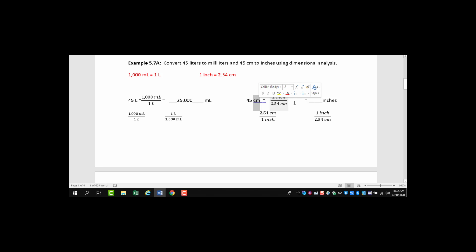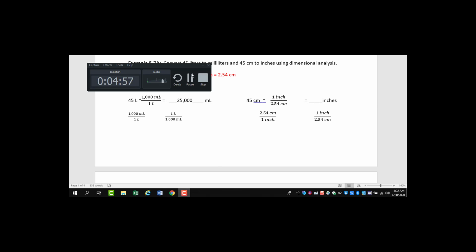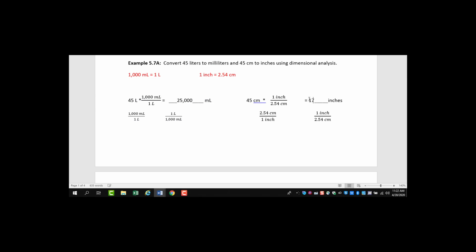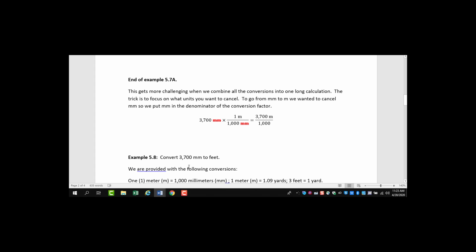And I'm left with 45 times 1 divided by 2.54, right? When you multiply fractions, you multiply the numerators, you multiply the denominators, and then finally, lastly, you divide. So this is just 45 divided by 2.54, and I get 17.72 inches. So 45 centimeters converted is 17.72 inches. Now that's a single conversion, right? We'll look at this next.